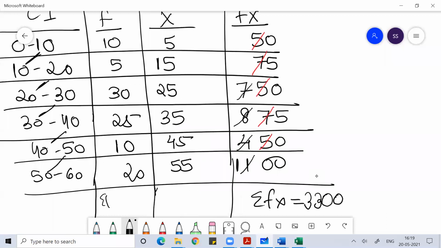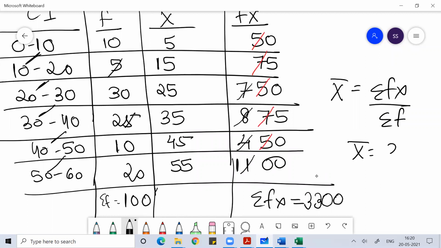Now what is sum of f? Sum of f, adding 10, 5, 30, 25, 10, 20, is 100. Sum of f is 100. The mean is sum of fx by sum of f. Your mean is 3300 by 100. So your mean is 30.